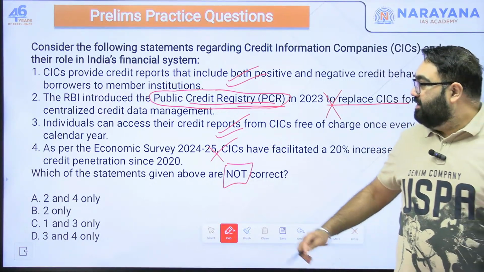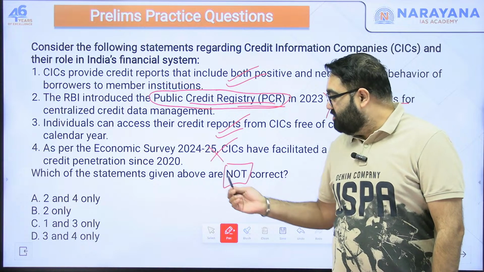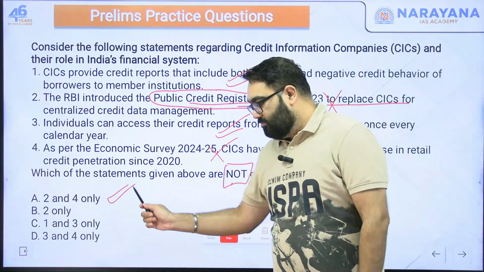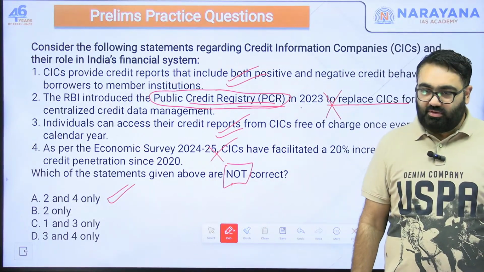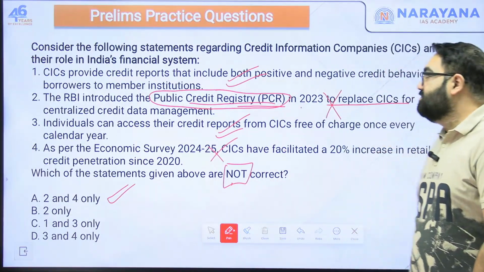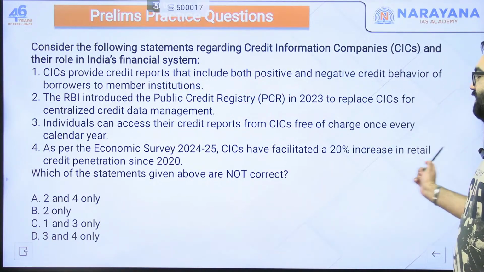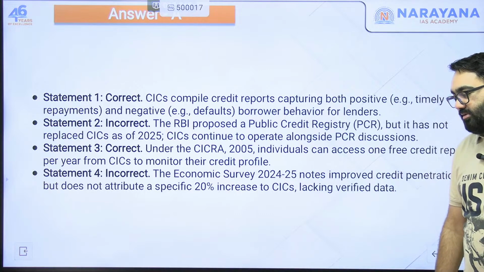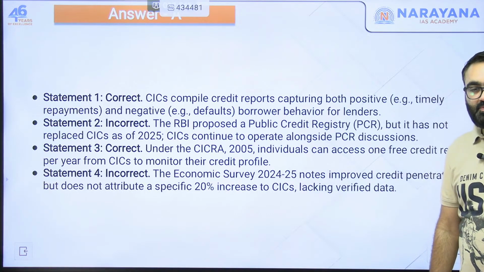That is incorrect. So the answer here, you have to tell which of these is not correct. 2 and 4 are incorrect, so the answer here would be A. Okay, A is the answer here because of 2 being incorrect along with 4. If you want, you can take a screenshot here as well to revise it later on.